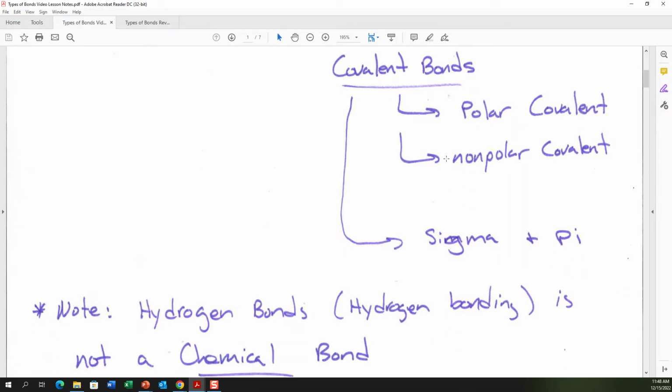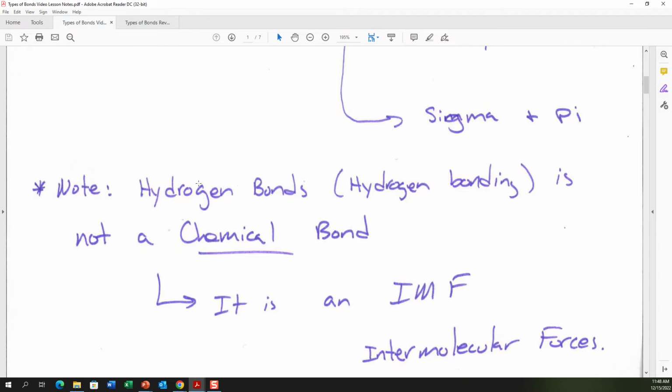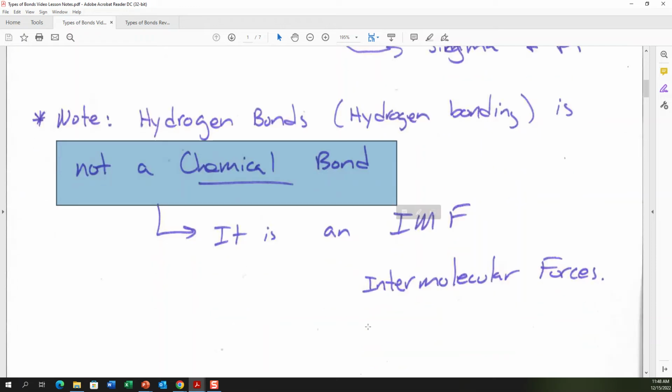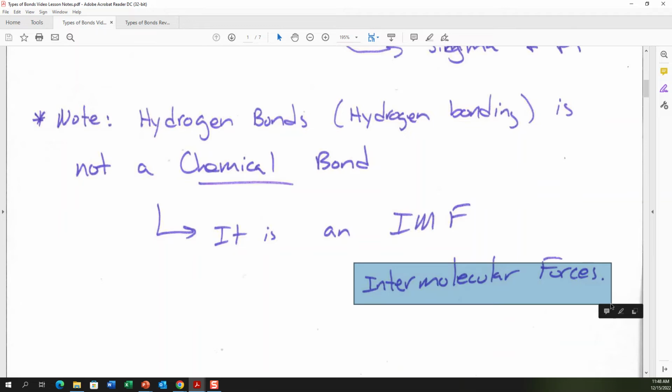Again, hydrogen bonds are not chemical bonds. Hydrogen bonds are what we call IMFs, intermolecular forces. They're different than a bond when we think about bonds in a compound. A hydrogen bond is interactions between molecules, not within a molecule.